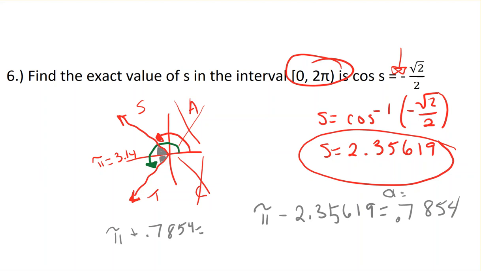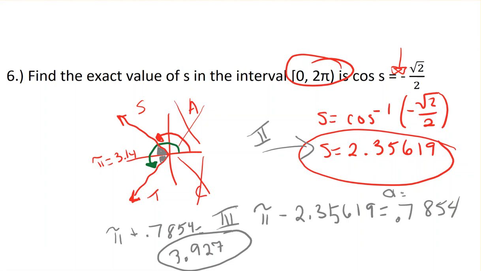and then add 0.7854. And you get 3.92, and then we'll round to 7 because there's that double 9. And so this is the angle that you find in the second quadrant. This is the angle that you find in the third. So there's two of them because it is open to all four quadrants.